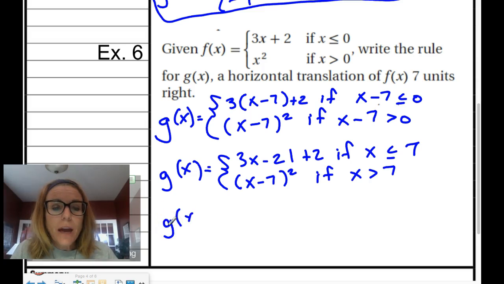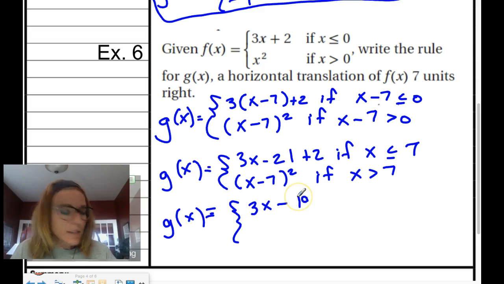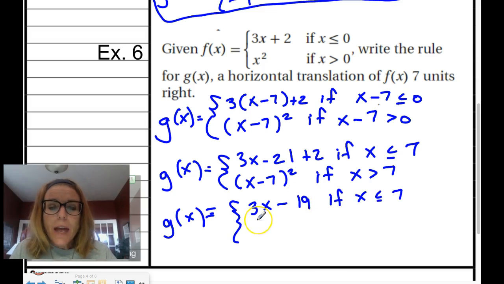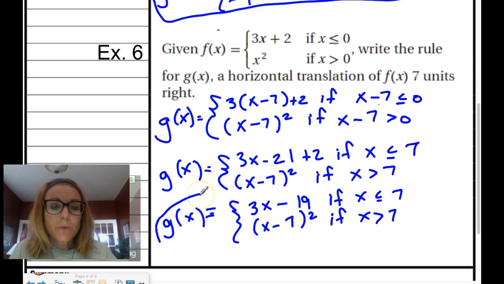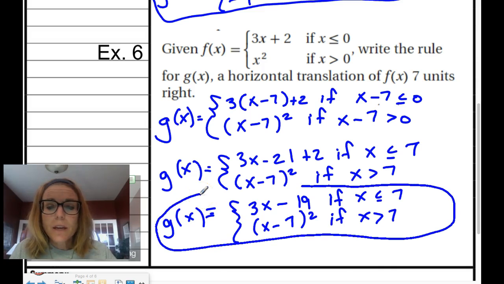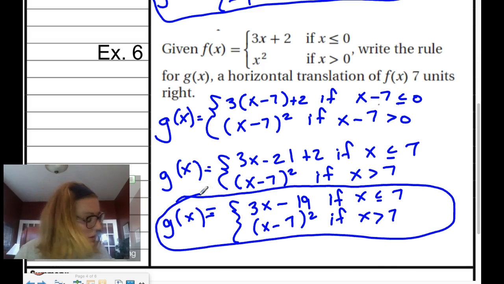And all we have to do now is combine like terms on the top. 3x minus 19 if x is less than or equal to 7. And then we have x minus 7, the quantity squared, if x is greater than 7. I think we'll circle that, and let's check. Yeah, looks good to me.